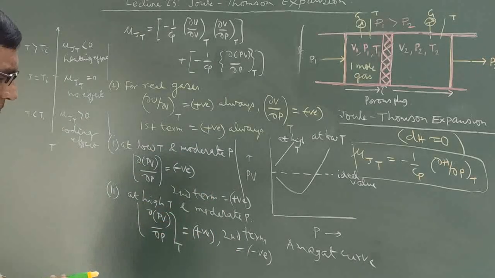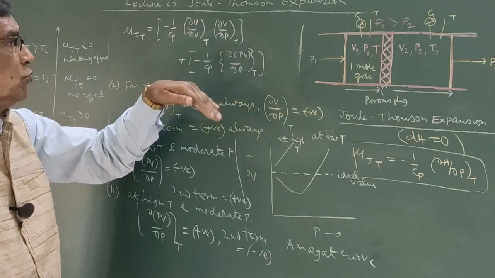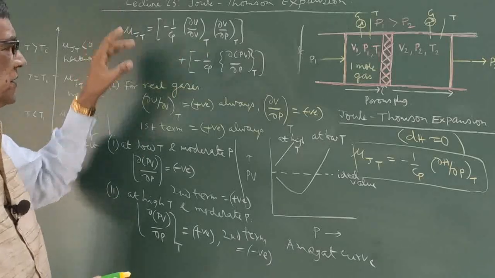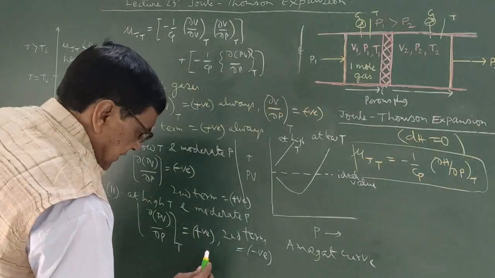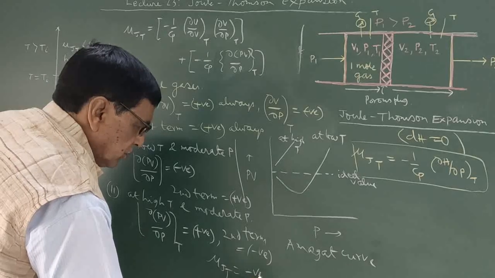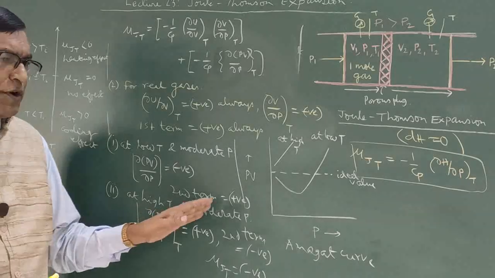Whenever this negative term exceeds the value of the first term, or dominates it, this mu J becomes negative. So in that case, mu J becomes negative, meaning there will be a heating effect at this high temperature and moderate pressures.